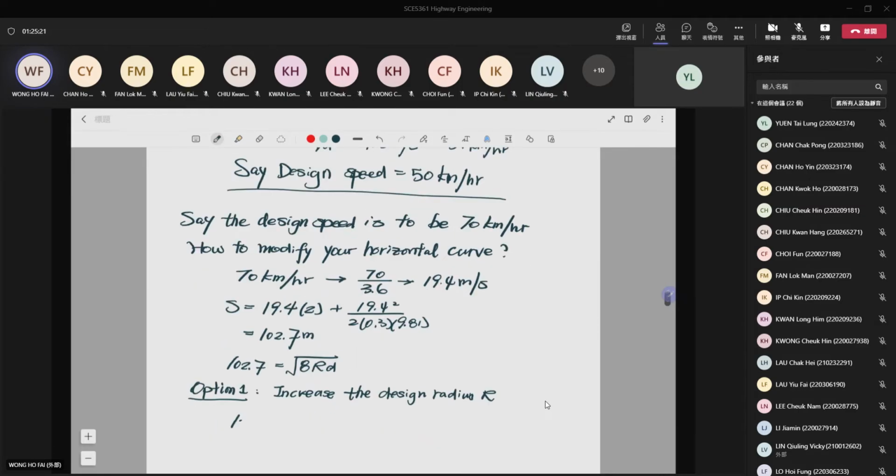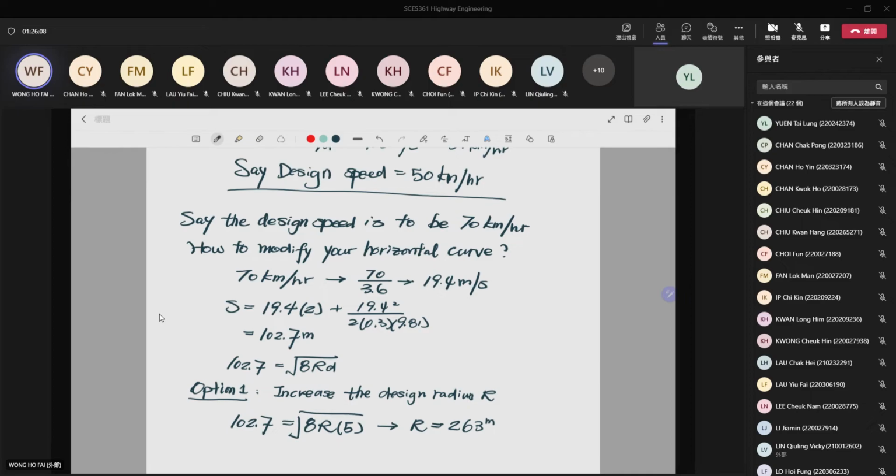So you still use 102.7, which is equal to 8, and then R we don't know yet. And D is actually the distance with U5. Then you can find out the value of R. Actually, it is equal to around 263 meters. Now you can see that the radius will increase quite a lot. Originally it was just 100 meters, but if you want to increase the speed from 50 to 75, you can see that the radius is largely increased.